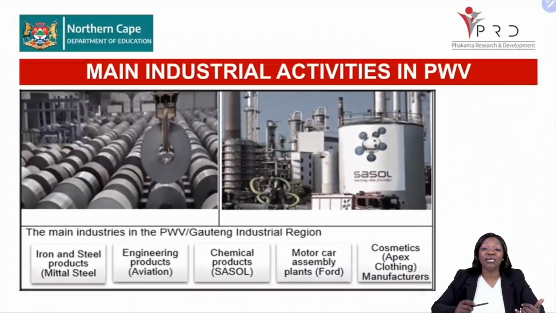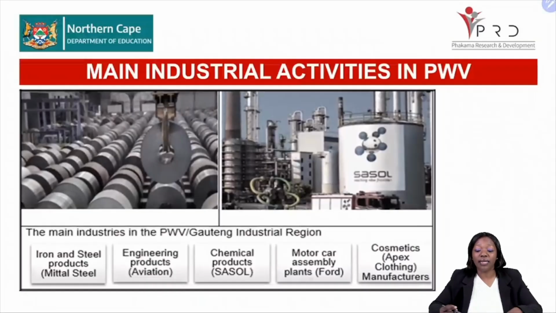The main industries in the PWV, we're talking about the iron and steel products. We're talking about the engineering products, which is the aviation. We're talking about the chemical products in terms of Sasol. It is found in this region. We're talking about the motor car assembly plants, which is Ford, that was found in this region. We're talking about the cosmetics, which is Apex Clothing, as well as manufacturers. So these are the industries or activities or the companies or the factories that are found in this region.